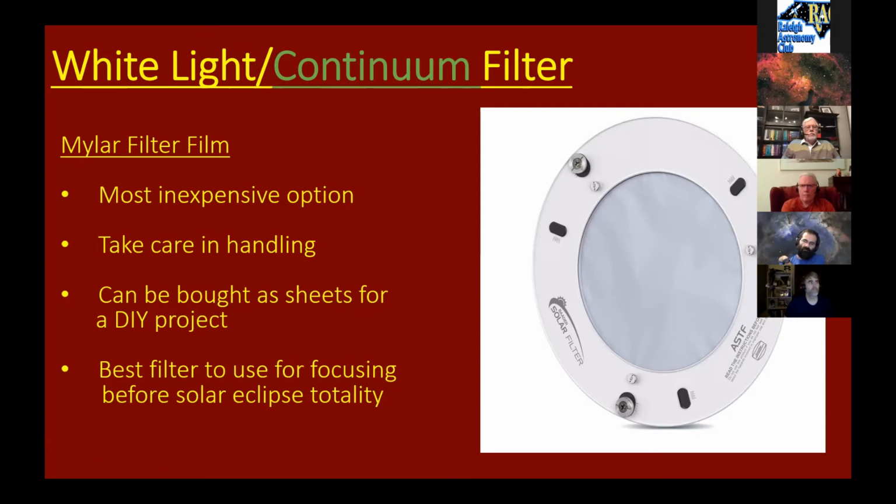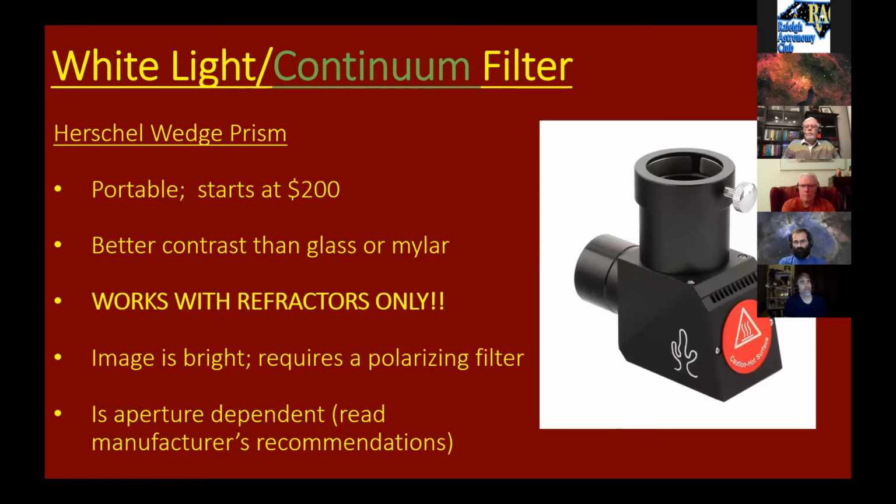Now, this last point that I have here on the slide is that this is the best filter to use for focusing before a solar eclipse reaches totality. The reason why is that obviously you don't want to focus with the Mylar, because then, when totality comes up, you have to remove it, put in your camera, and then refocus. That's just a really bad idea. Because totality is a priceless moment. You have to be well prepared for it.